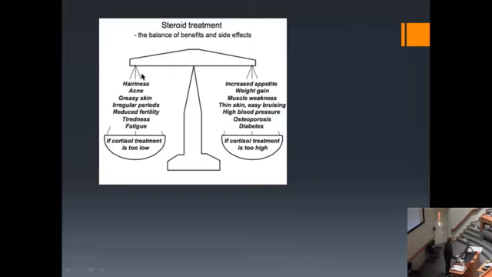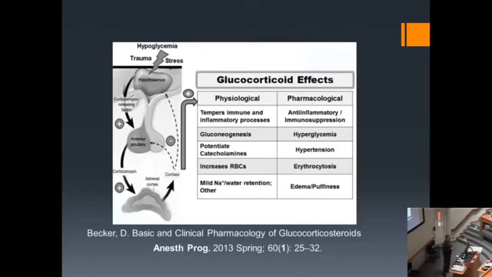If cortisol is too low, these are the things that the patients will present with: hairiness, acne, greasy skin, irregular periods, reduced fertility, tiredness, fatigue. If cortisol treatment is too high, we're looking at increased appetite, weight gain, muscle weakness, thin skin, easily bruising, possibly high blood pressure, osteoporosis, and an exacerbation of diabetes, right? So all of these things sound extremely unpleasant. So you want to make sure that the patients are within that therapeutic range of not too much, but not too little.